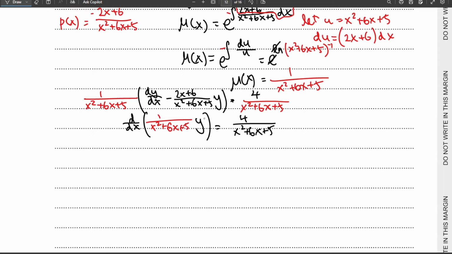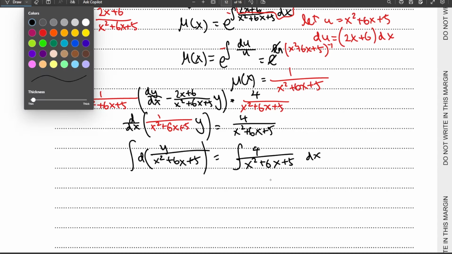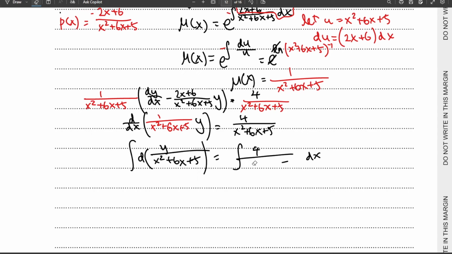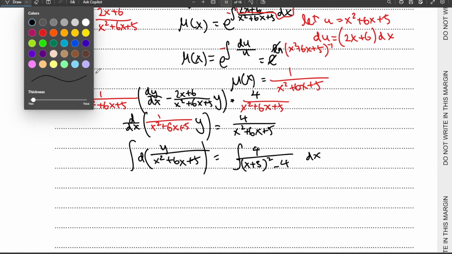And from here, what we do is we just integrate with respect to the respective differentials on both sides, right? So on the left-hand side, we integrate with respect to this expression, and on the right-hand side, we integrate with respect to x. And here I'll go ahead and complete the square for this quadratic expression on the bottom, because that is one of the integration techniques, right? So I have x plus 3 squared minus 4. The 4 on the top, I'll take it out of the integrand.